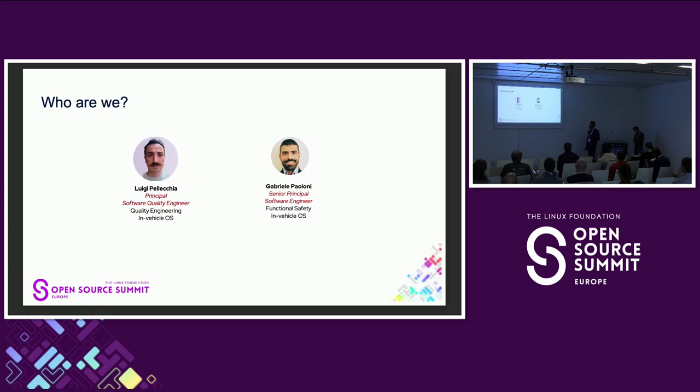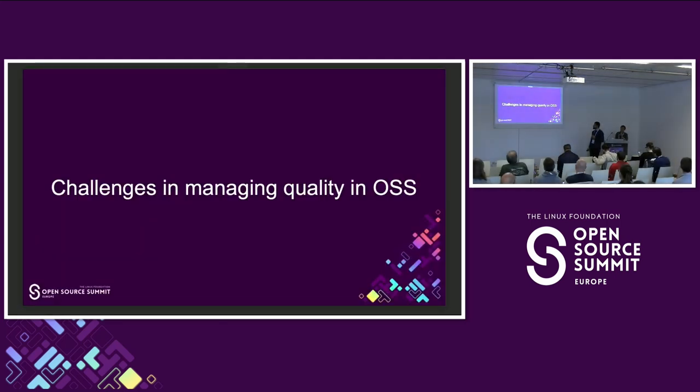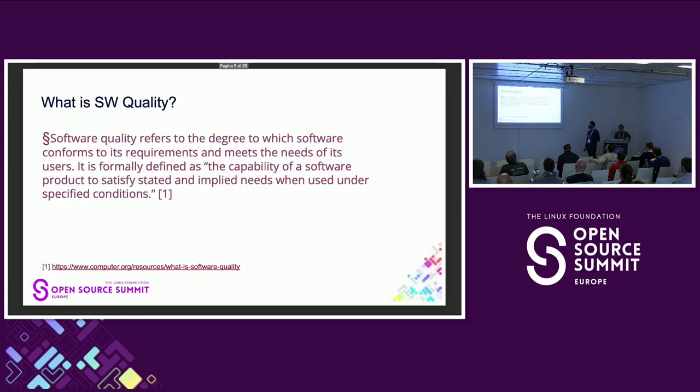Okay, so we have 20 minutes straight, because there is another back-to-back session and quite some material to go over. So let's get started. We'll talk about the challenges in managing quality in open source software. Then we'll talk about the traceability capability of BASIL, and we'll see some automation examples. So, what are the challenges in managing quality in open source software?